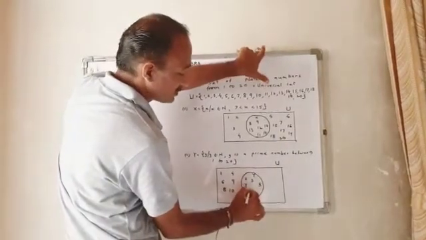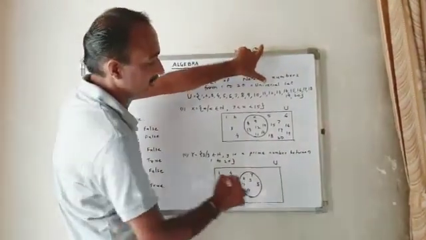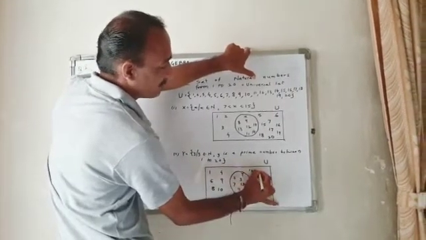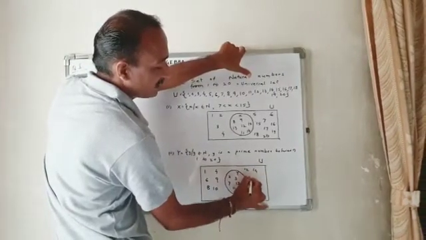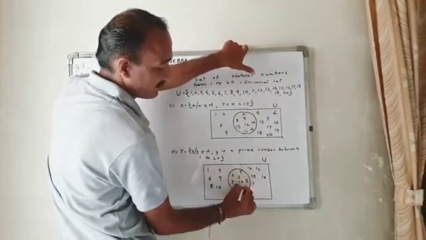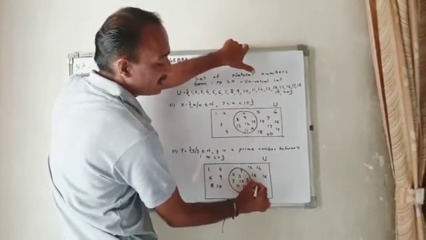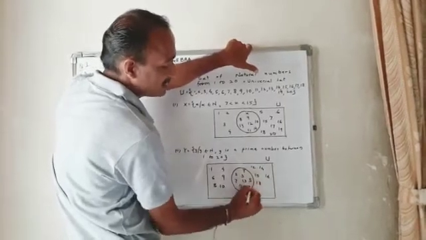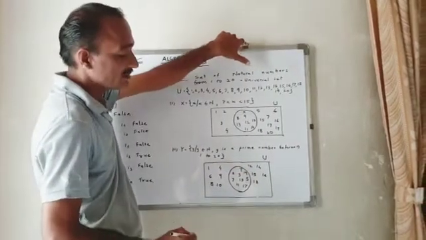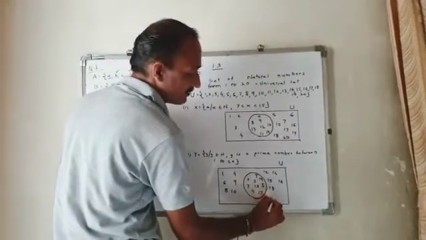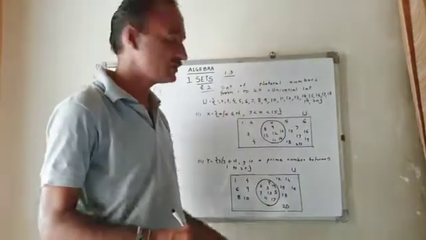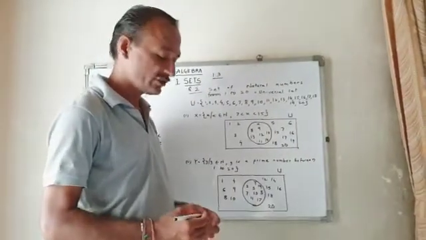11 comes only once, so it is a prime number. 12 composite number. 13 prime number. 14 composite. 15 composite. 16 composite. 17 prime number. 18 composite. 19 comes only once, so it is a prime number. And 20, the last number, is a composite number. 2 ones are 2, 2 tens are 20, 4 fives are 20, 5 fours are 20.